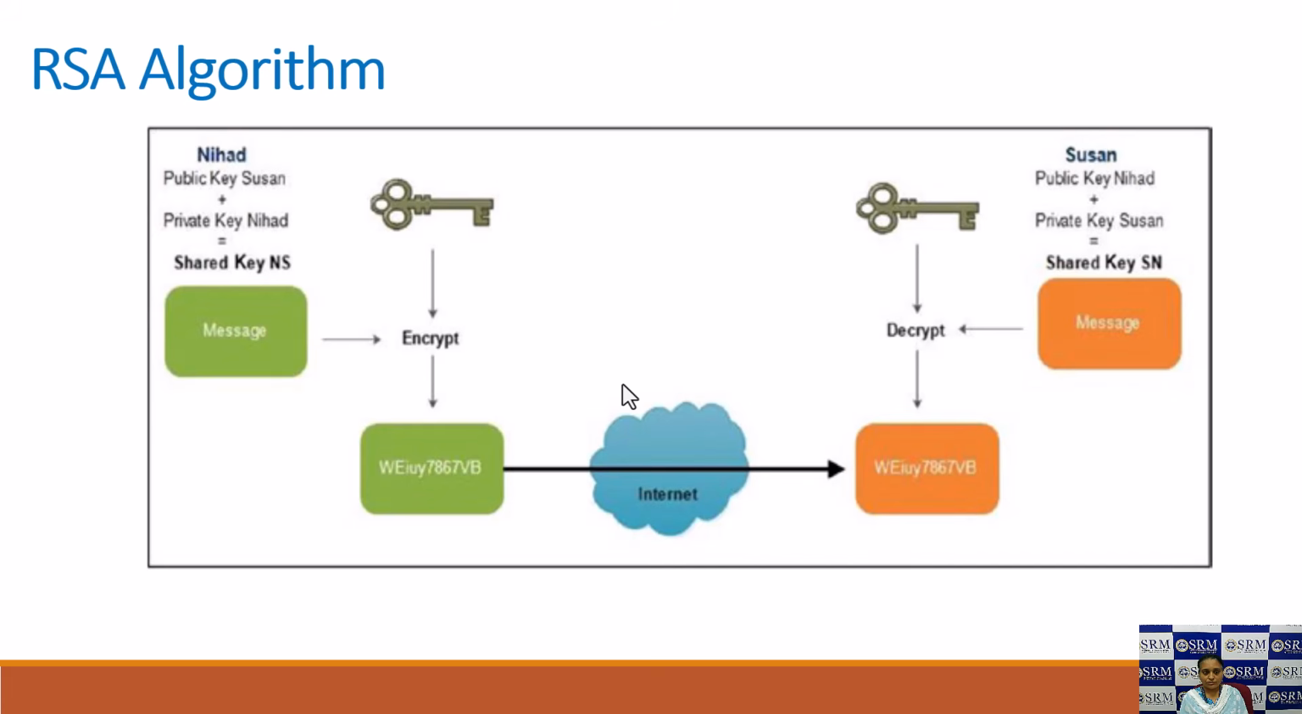So again, I'm repeating, for encryption, we use, if Nihad wants to communicate to Susan, the private key of Nihad and the public key of Susan. And for decryption, we use the private key of Susan and the public key of Nihad. This is the way the communication happens in RSA.